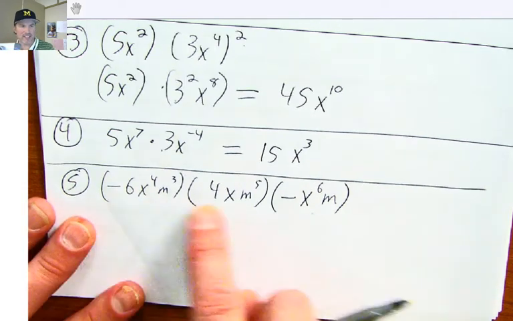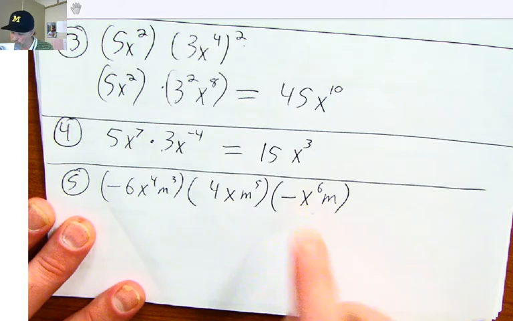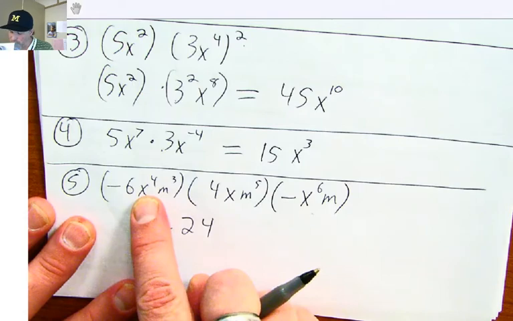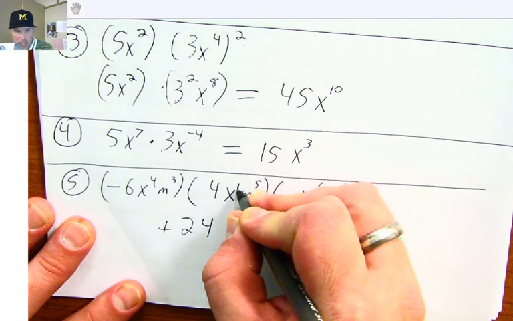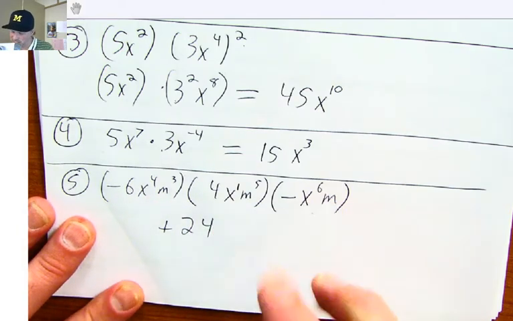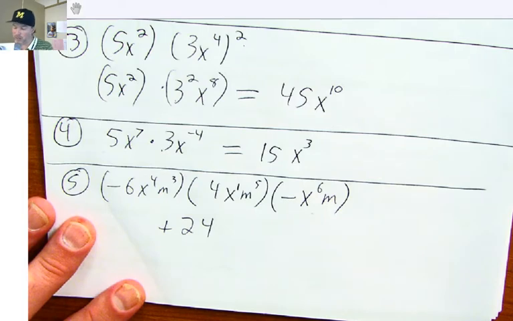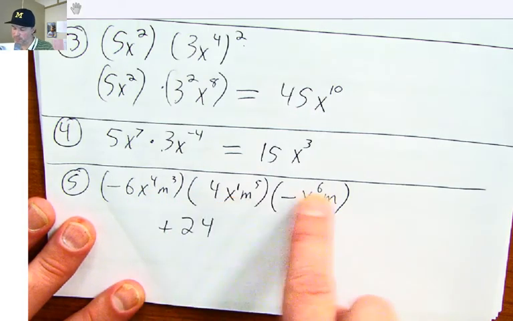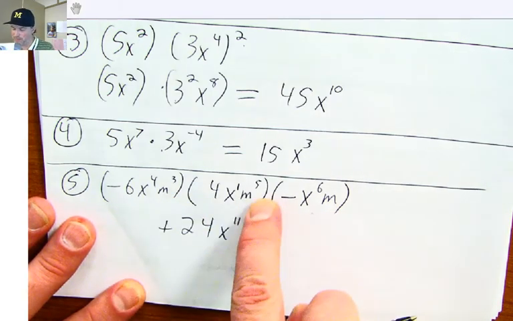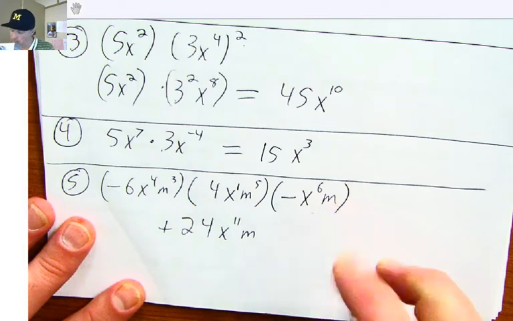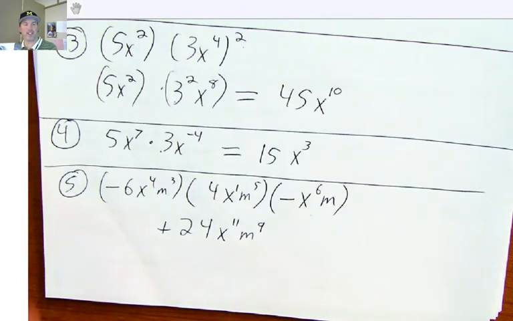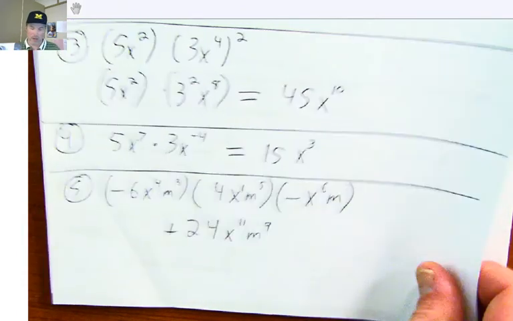I have negative 6 times positive 4 times a negative 1. That's positive 24. And then x to the 4 times x to the 1 times x to the 6, 4 plus 1 plus 6, that's 11. 4 plus 1 is 5, 5 plus 6 is 11. So x to the 11. Then m. I have 3 of them here, 5 of them here, that's a total of 8 so far. Then 1 more there, so that's to the 9th. And then that's it. I have nothing similar. We're done with that example. Moving on to number 6.